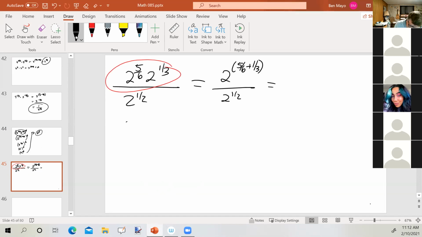But to add 5/6 plus 1/3, I need a common denominator of 6. So I'm going to get 5/6 plus 1/3. I'm going to multiply by 2 over 2 to make it into 2/6. So we end up with 2 to the 7/6 power in the numerator. Any questions about that?